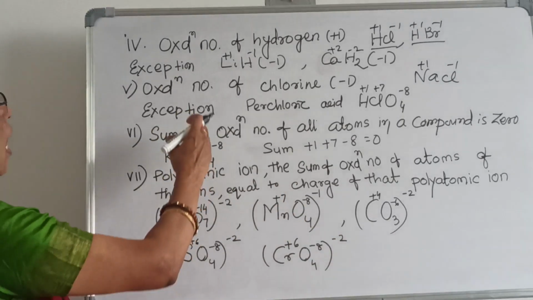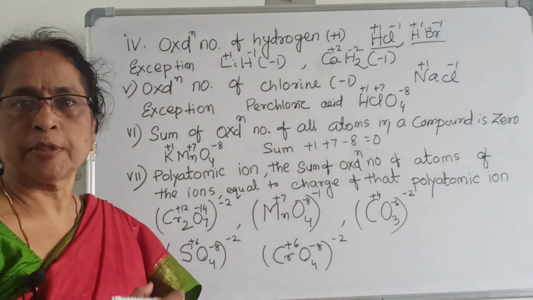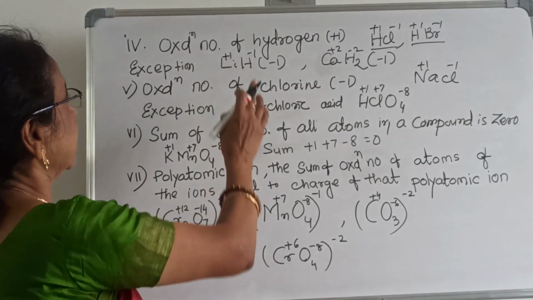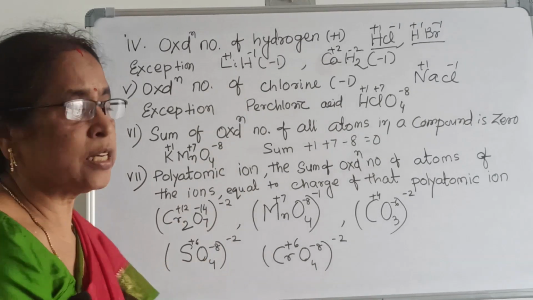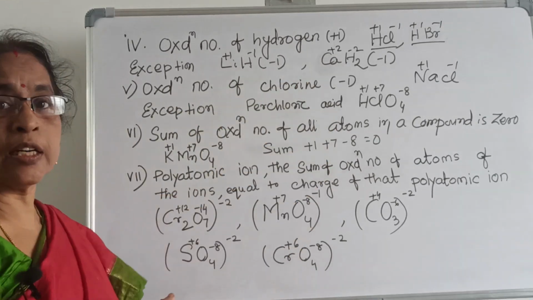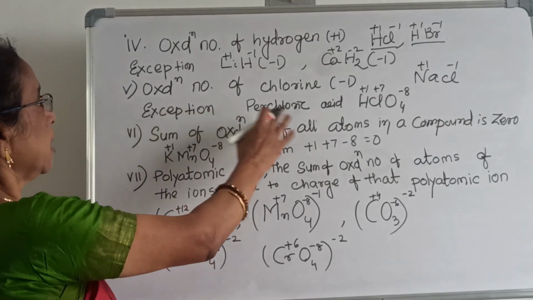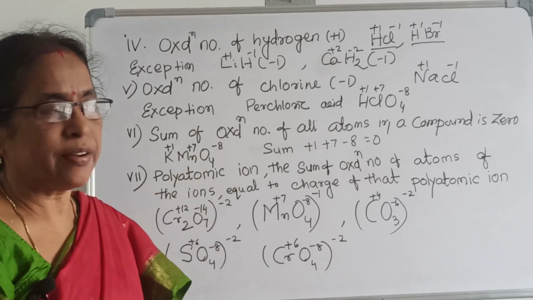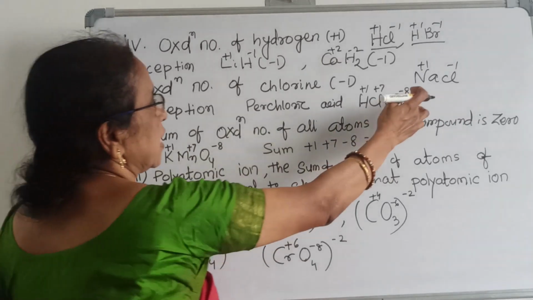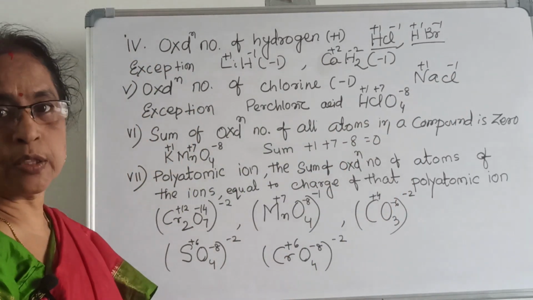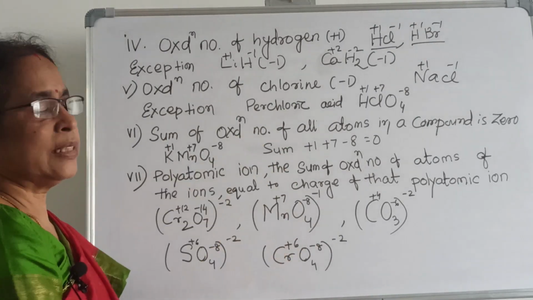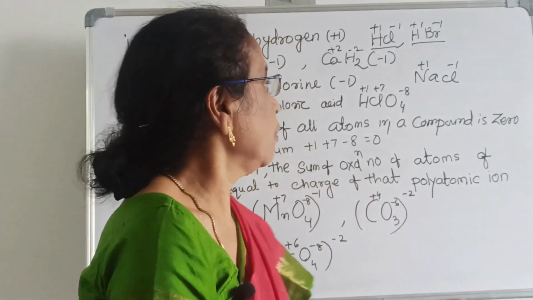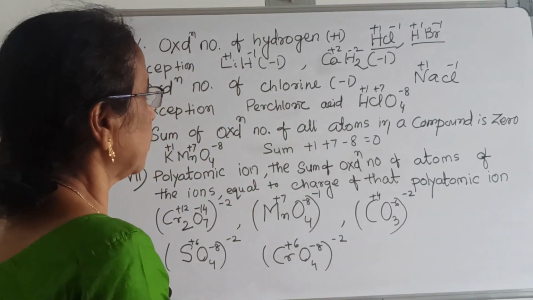Again you see, here the oxidation number of oxygen is generally minus 2, but there are two exception cases. And the oxidation number of hydrogen is plus 1, but there is one exception case where hydrogen shows minus 1. Similarly, the oxidation number of chlorine is also minus 1 because it belongs to group 17, as you can see in NaCl. But there is an exception case, perchloric acid HClO4, where you can find the oxidation number of chlorine is plus 7.